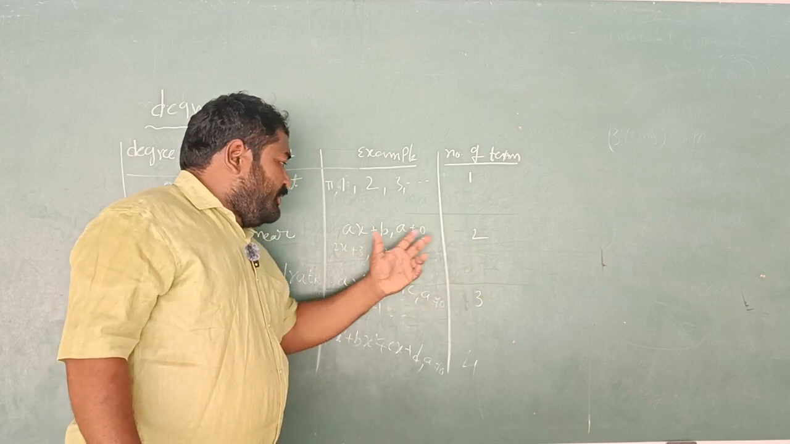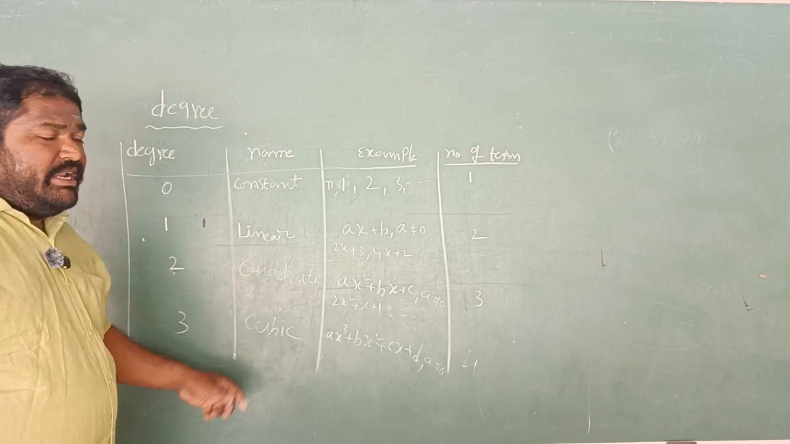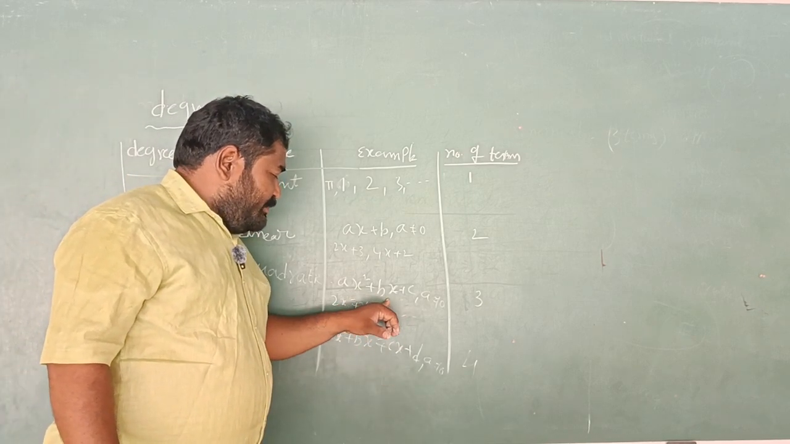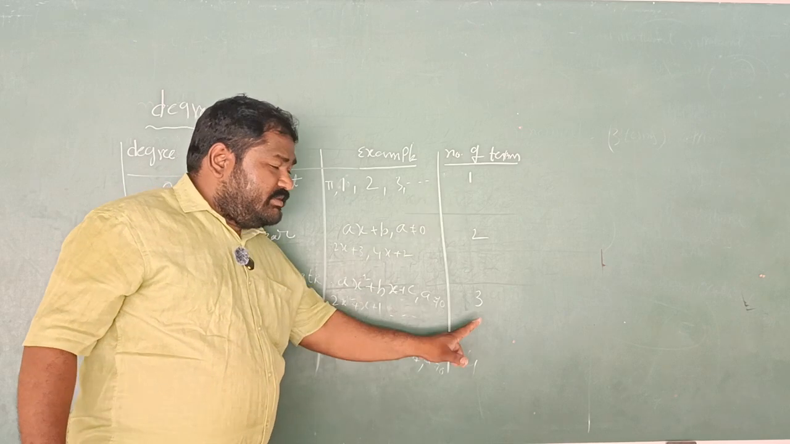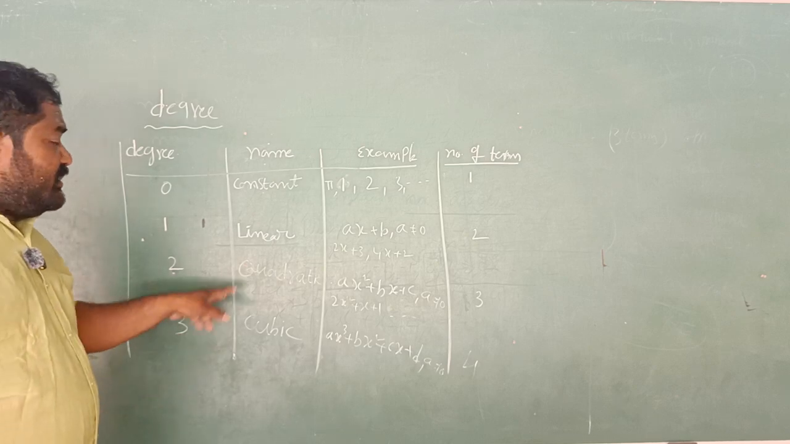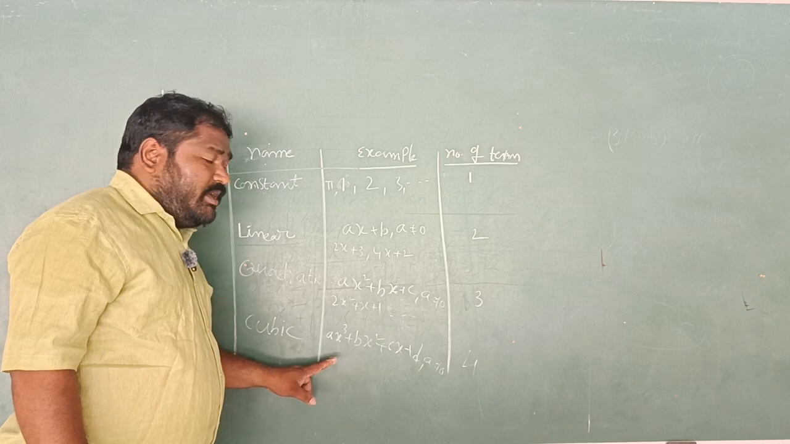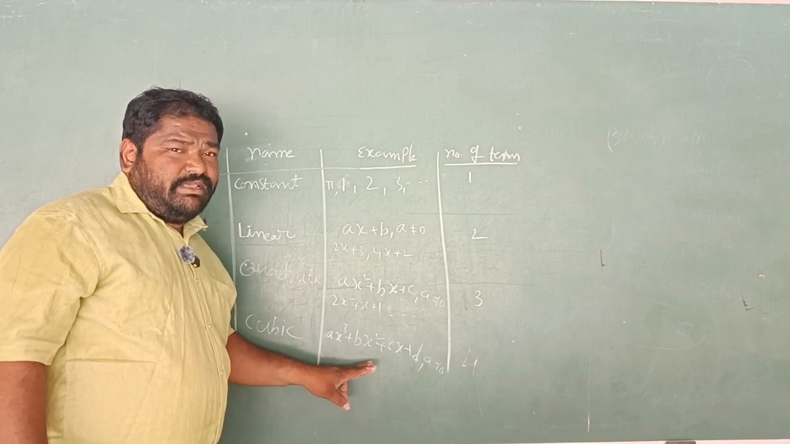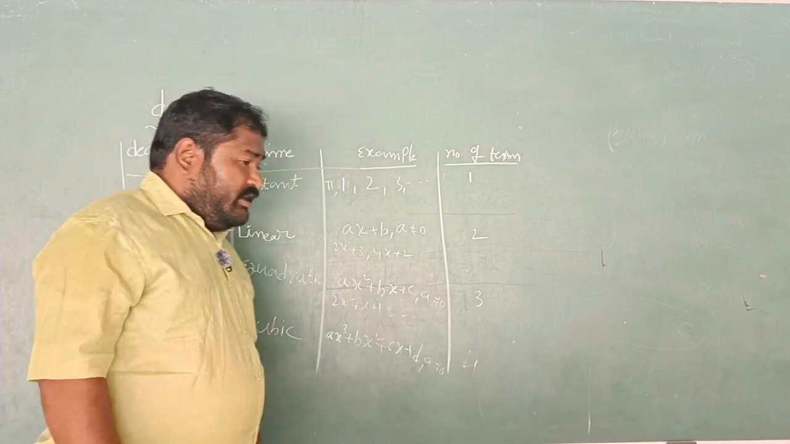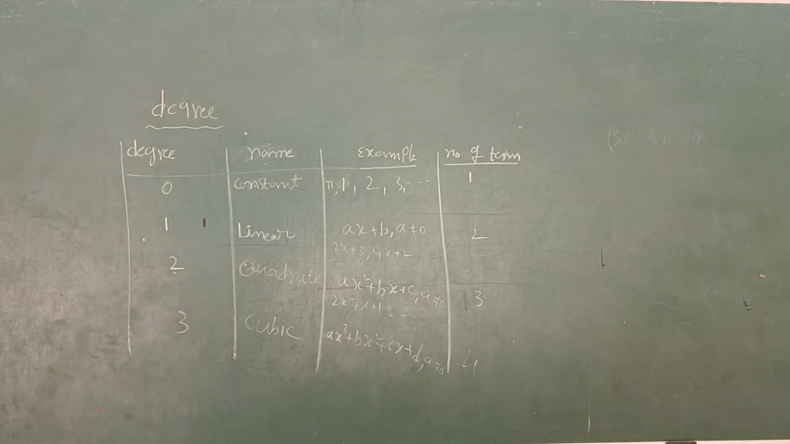Number of terms 2. If the degree of polynomial is 2, it is called a quadratic polynomial. The general form is ax square plus bx plus c, and number of terms is 3. If the degree is 3, it is called a cubic polynomial. The general form is ax cube plus bx square plus cx plus d, and a is not equal to 0. Here number of terms is 4. Just observe the table.